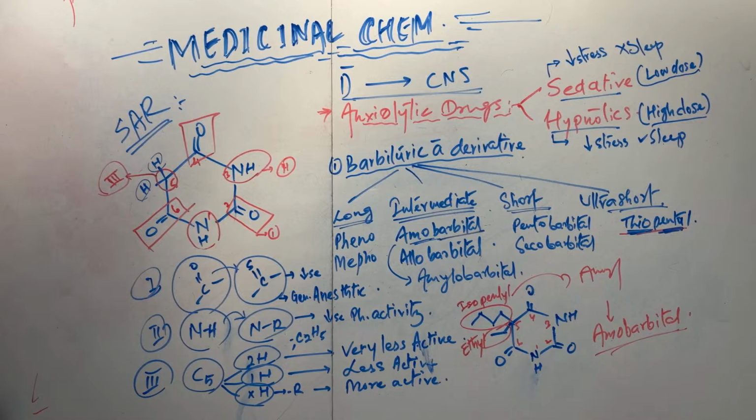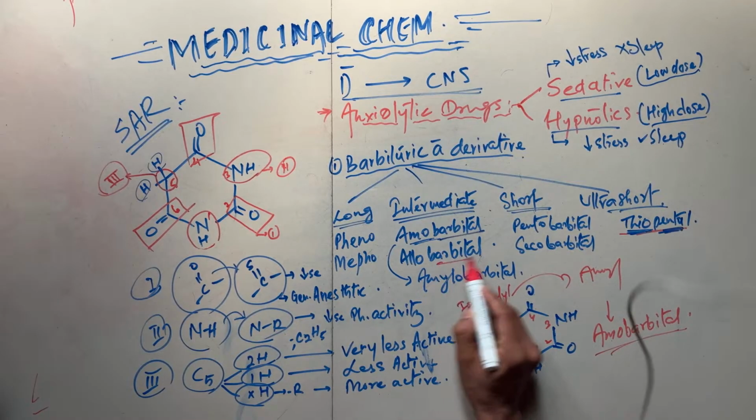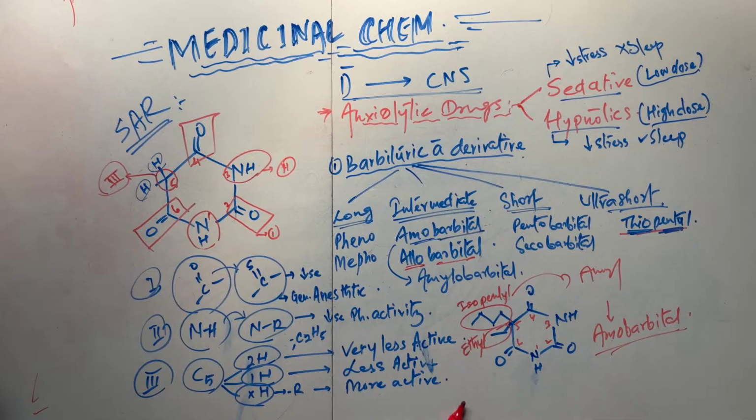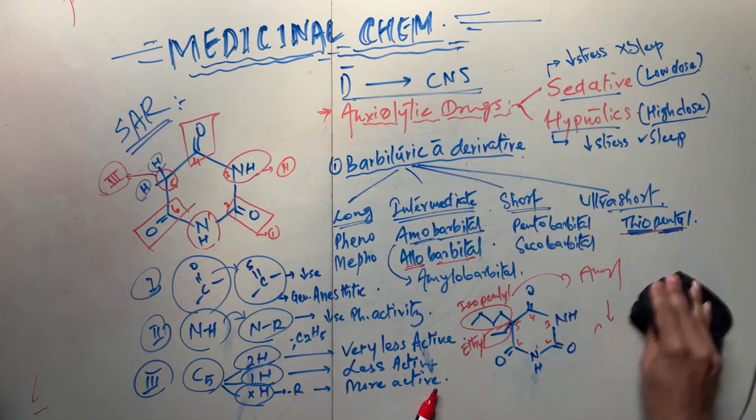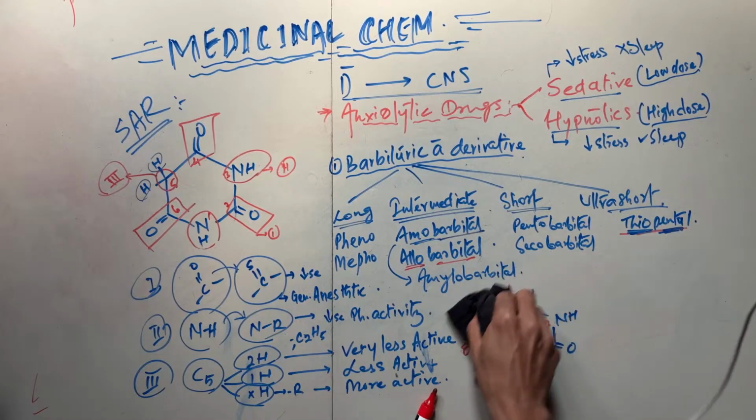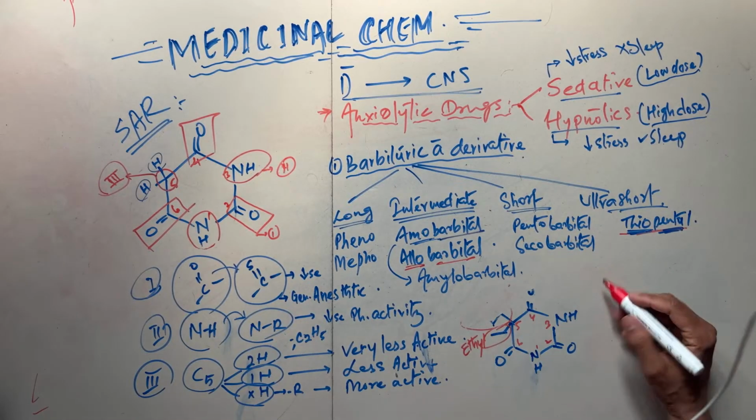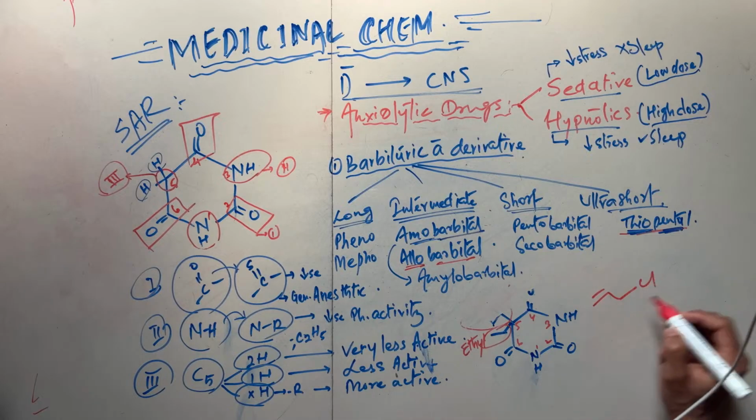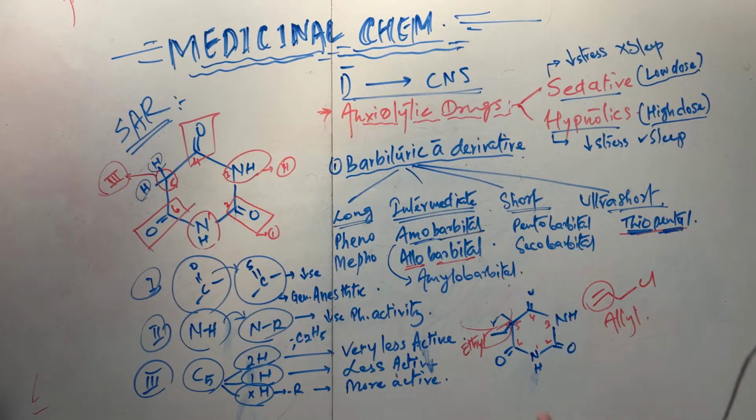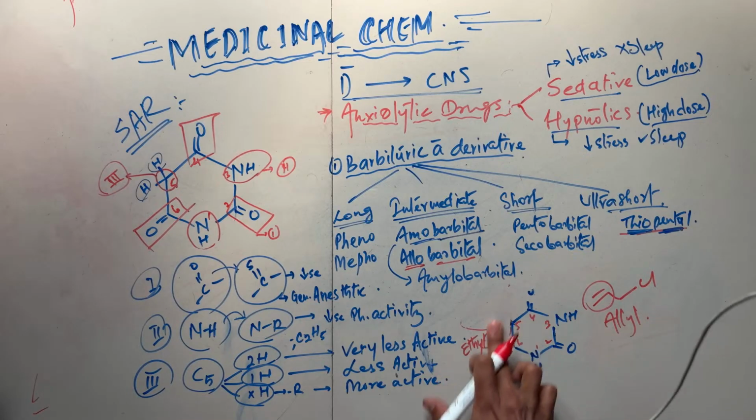So what is allobarbital? In allobarbital you will see one allyl group will be present. Barbital is same, but allo came from allyl group. So now you will see one allyl group will be present there. Do you know the allyl structure? What is called allyl? Allyl means this double bond, this is called allyl group. Yes or no? So there will be a double bond present on the 5th position.